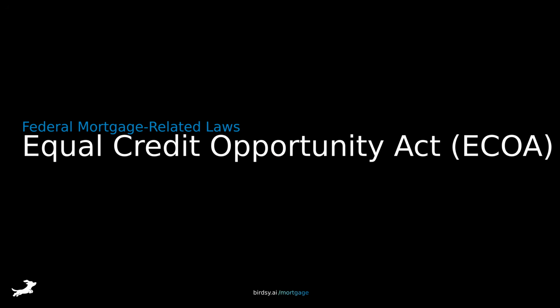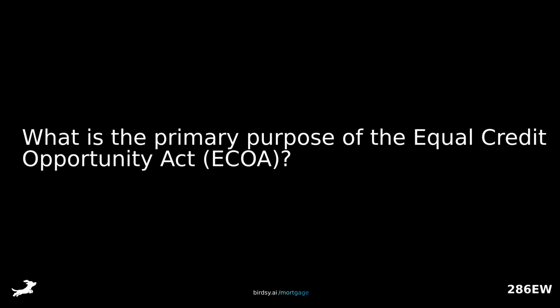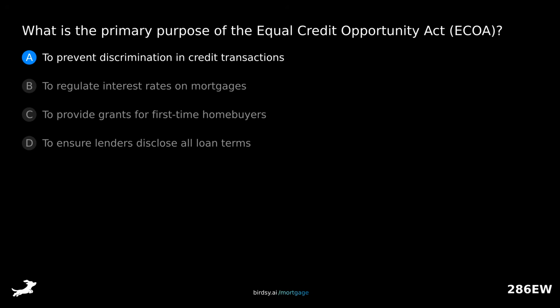Equal Credit Opportunity Act. What is the primary purpose of the Equal Credit Opportunity Act? Is it A, to prevent discrimination in credit transactions? B, to regulate interest rates on mortgages? C, to provide grants for first-time homebuyers? Or D, to ensure lenders disclose all loan terms?